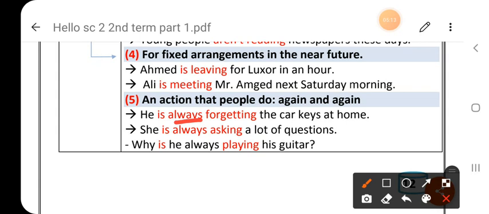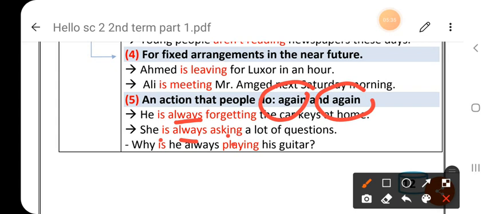So much, too much. She's always asking a lot of questions. She is doing the same every time, again and again. But take care of something: if we find "always" with the present continuous, like this, it means that the action, guys, is repeated again and again. Got it?